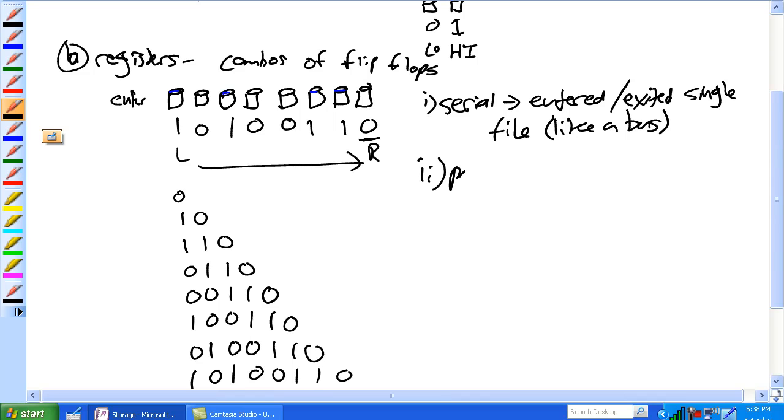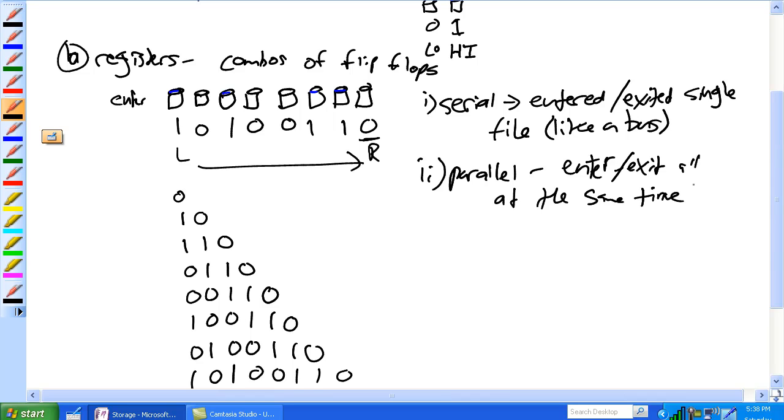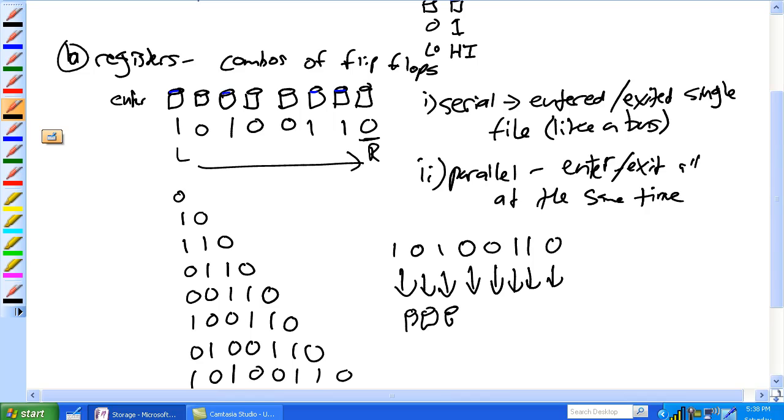Okay, parallel. The enter, the exit, all at the same time. Think of this also like a bus, but it's like a bus whose outside got ripped off by King Kong or a radioactive dinosaur. Basically, all of 10100110 simultaneously go into our little buckets. That one is filled, and those two get filled. Okay, get it? Serial and parallel registers.